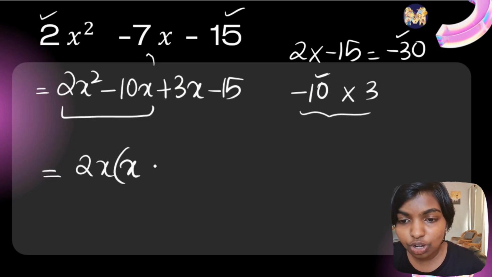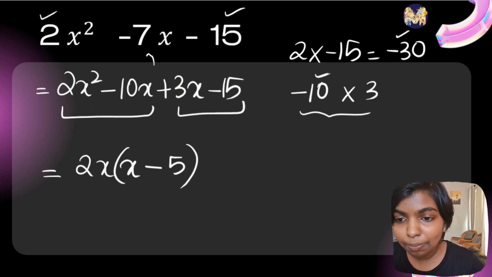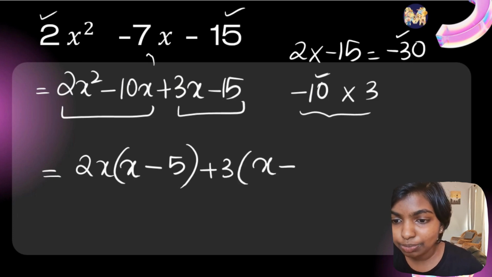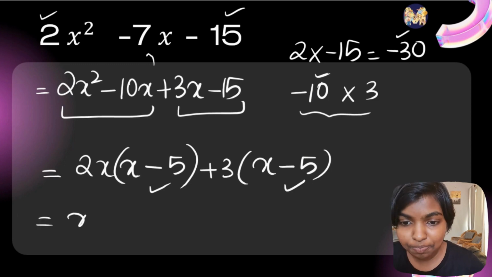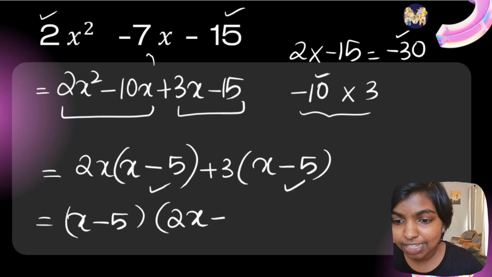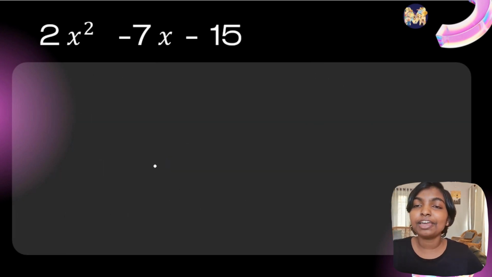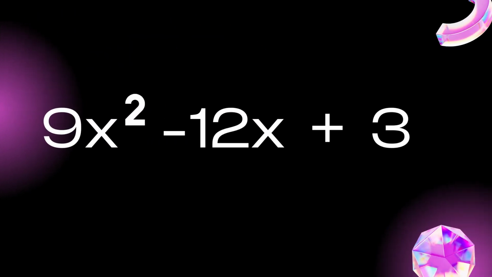If I take 2x common, I'll be left with x minus 5, right? And then from 3x minus 15, if I take a plus 3 common, again I would be left with x minus 5. So yes, these two terms are the same. Let's take them common out again, and we have 2x plus 3. Right? So the factors are going to be x minus 5 and 2x plus 3.